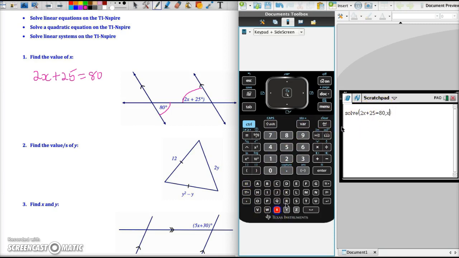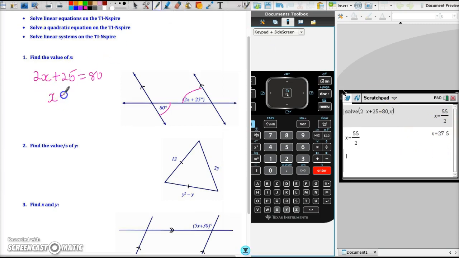You then need to put in comma x, because x is the variable in the equation, and we are instructing the calculator to solve for x in this equation. Hit enter, and we have our answer 55/2. If you hit enter and you push Control Enter, you'll see the approximation sign. It will give you the decimal answer. That depends what mode your calculator is in. You could have it in the approximate mode, in which case it'll go straight to the decimal. So that gives us our answer of x equals 27.5.